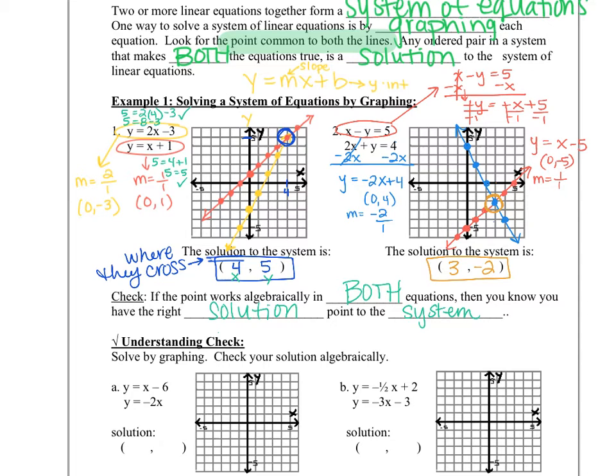3 and negative 2. So if you do 3 minus negative 2, does that equal 5? Well, minus minus turns to plus. And yes, 3 plus 2 is equal to 5. We got that one. And then this guy says 2 times 3 plus negative 2 equals 5. So 2 times 3 is 6. Minus 2 equals 5. I did something wrong. Oh, it doesn't equal 5.